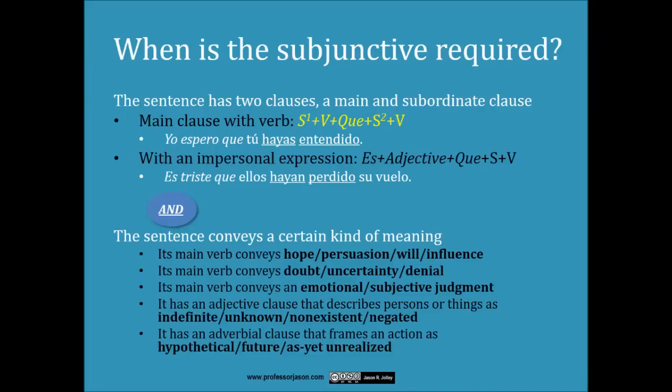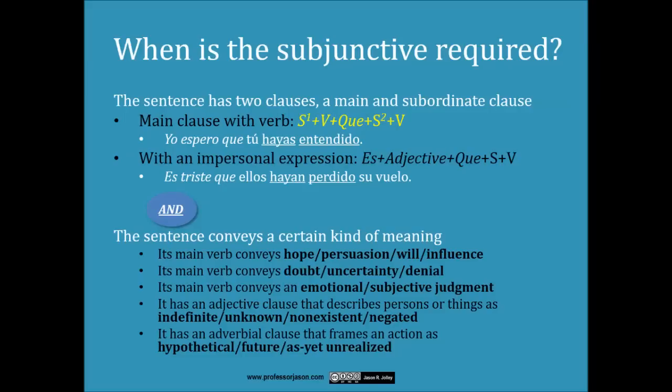So that's one condition to use a subjunctive, you have to have that particular sentence structure, main clause and subordinate clause. However, the second condition has to be met too, and that is that the sentence conveys a certain kind of meaning. So you have structure and meaning. What kinds of meaning trigger the subjunctive in the subordinate clause? Well, its main verb conveys hope, persuasion, will, or influence. In other words, the subject of clause 1 is trying to, hopes that, wants, needs that. The subject of clause 2 does something.